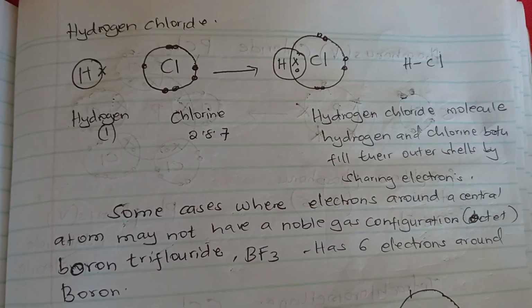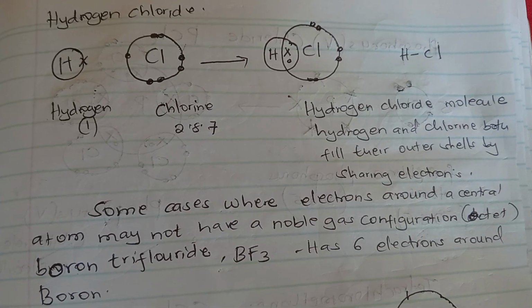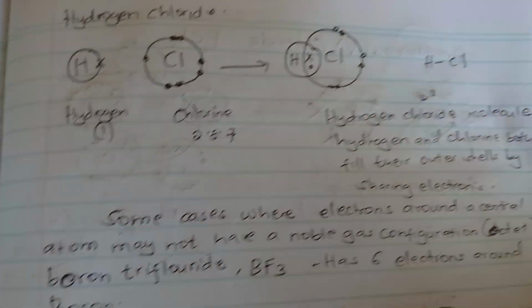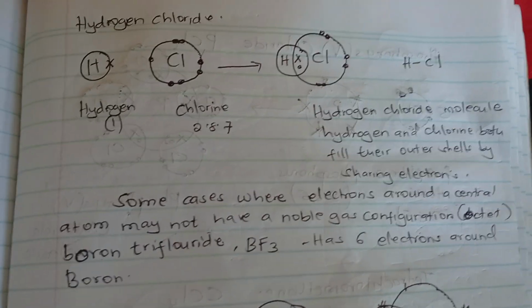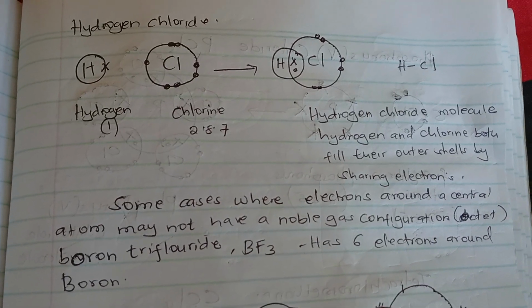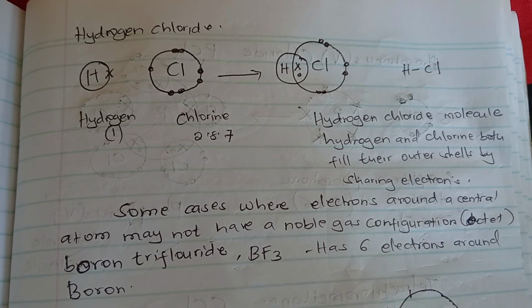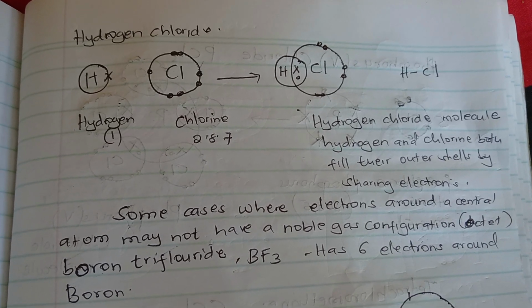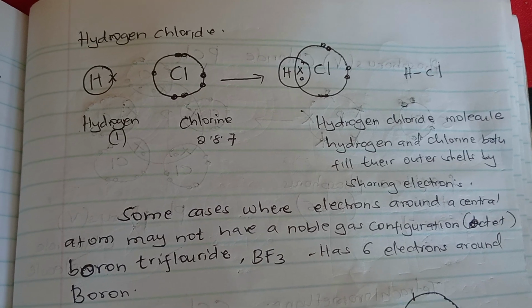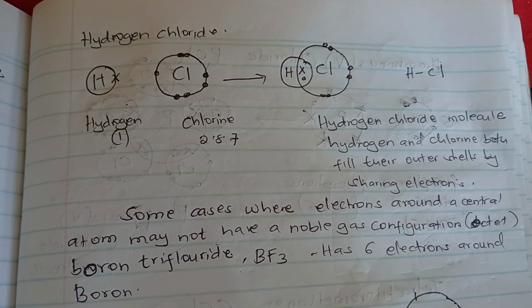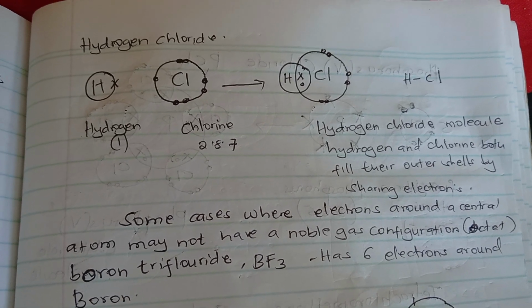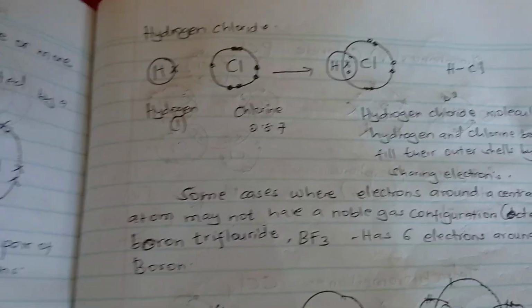Hydrogen chloride: 1 hydrogen and 1 chlorine, with electron configuration of 2.8.7. So the hydrogen chloride molecule is formed whereby one of the electrons is donated by hydrogen. It is given an X, chlorine gives a dot, forming hydrogen chloride molecules.